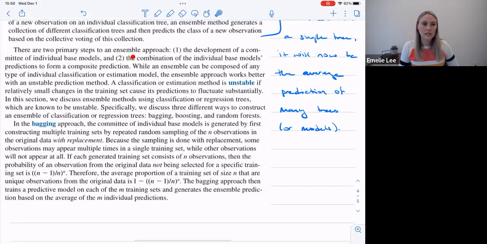So what we do in an ensemble approach is develop a committee of individual base models. You collect random samples and apply these models, and then the combination of these predictions forms a composite prediction. We would typically take the average, though you could look at something else. What's interesting to me is that it works better with an unstable prediction method. Being unstable means that if you change the data set, all of a sudden your predictions are all off. Because we're combining these unstable models, things are going to smooth out, essentially.